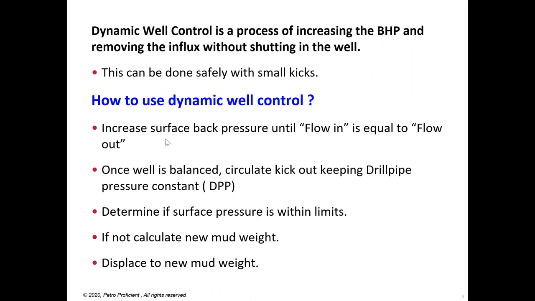So once your flow in and flow out are equal and there are no further influxes, you just continue to drill, continue to circulate through the well, and make sure that your drill pipe pressure remains constant. Determine if surface pressure is within the limit. At any given time, just make sure your surface pressure doesn't exceed the pressure limit. If not, calculate the new mud weight and displace to the new mud weight. So if your surface pressure is exceeding a particular limit, then you need to pump a new mud weight, which is of a higher density.